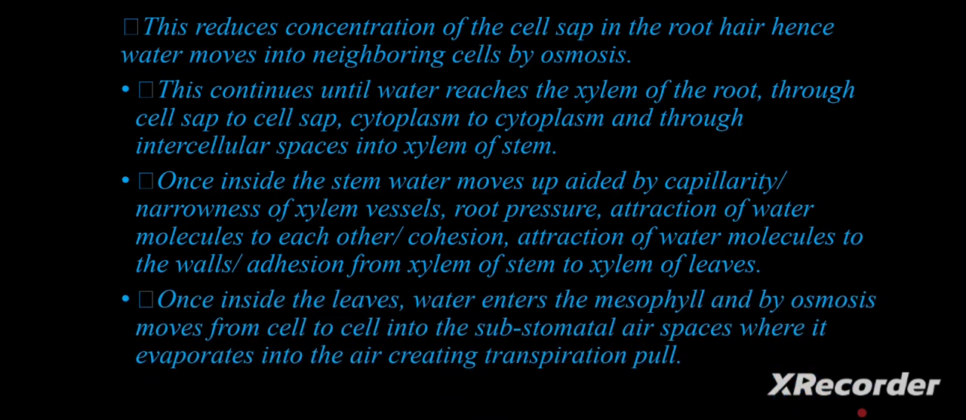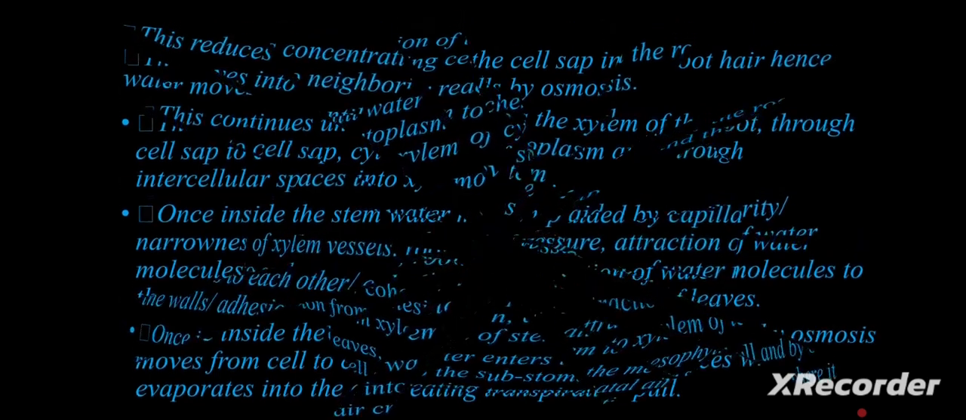Once inside the leaves, water enters the mesophyll, and by osmosis it moves from cell to cell into the sub-stomatal air spaces, where it evaporates into the air, creating that pull which we were talking about.